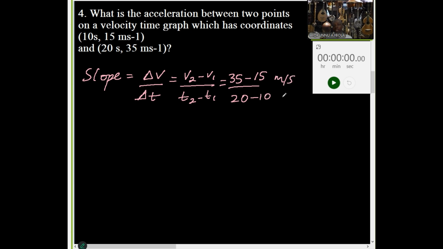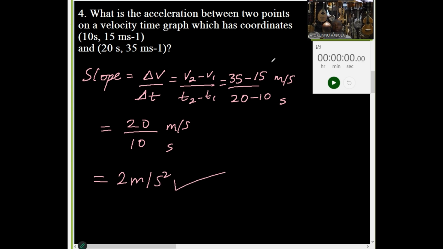So this is seconds. Then we have 35 minus 15 to be what? 20. And 20 minus 10 is 10 seconds. So you have 2 meters per second squared. I'll give you some time to put this down, then we'll continue.